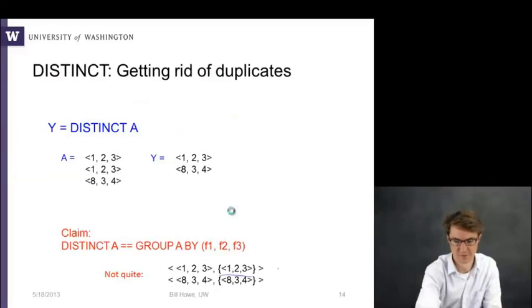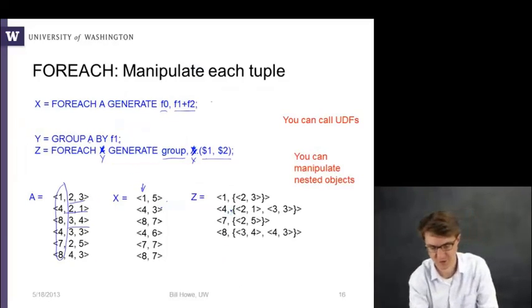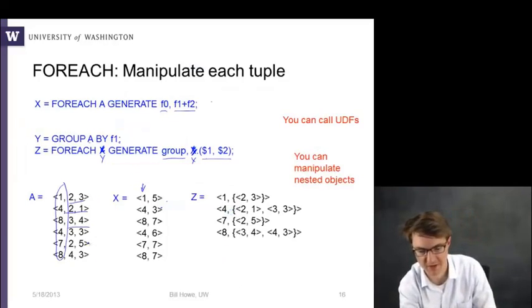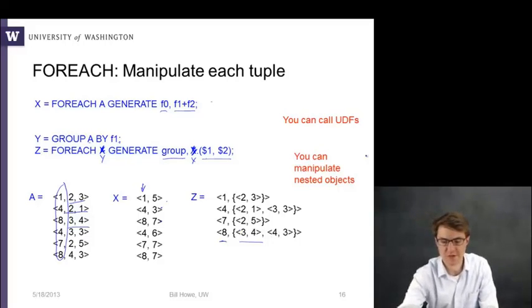Here. Oh, well, no, sorry, I didn't actually do the complete example of Y. So Y is all of A grouped by the first field. But then we're going to generate the grouping field, which is the same. And we're going to project out the second two columns. We're going to ignore the first column in each one of the bags. Okay. And so the point here being that you can manipulate these nested objects by writing these kinds of expressions.